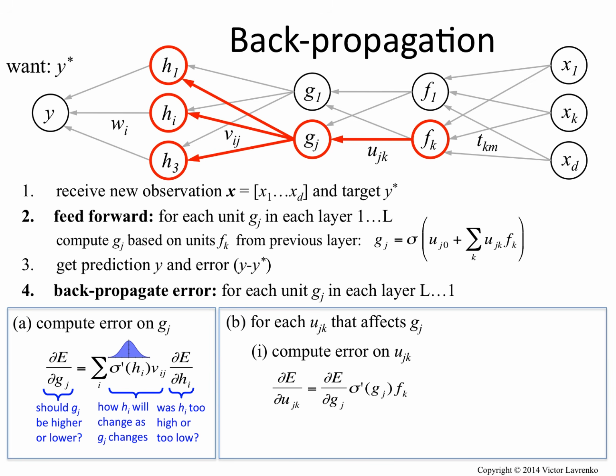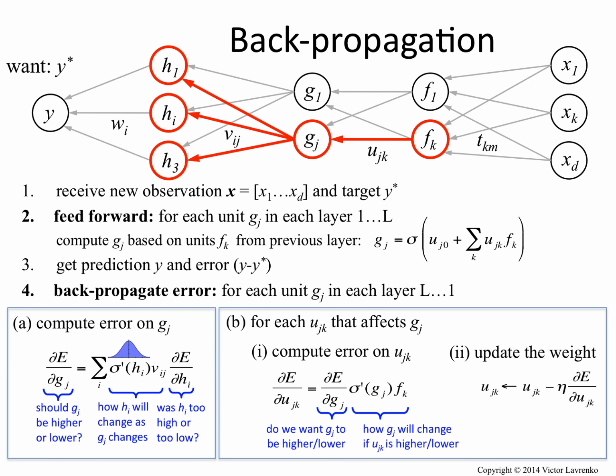So the derivative of the error with respect to the value of the weight Ujk is just the derivative with respect to G, whether I want G to be higher or lower, times how G will change if I make U higher or lower. So that allows you to compute the derivative on the strength of connection. And once you have that derivative, remember that the derivative just tells you whether the strength should be higher or lower. So you update the weight in the same way that we did for logistic regression. You take the weight and you subtract a certain amount of the derivative that will minimize the error.